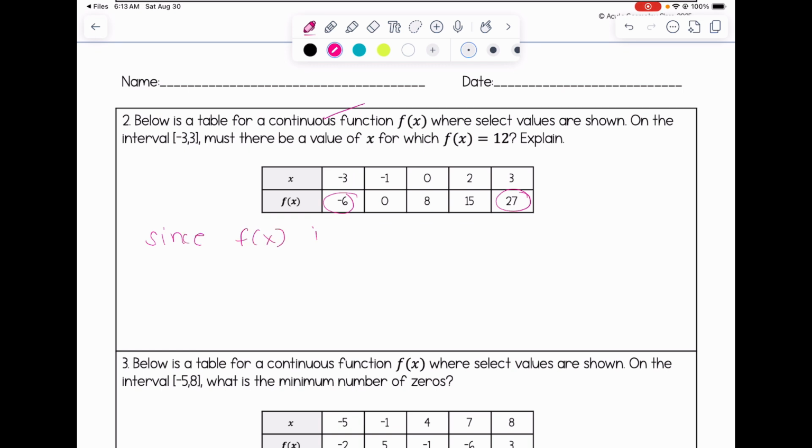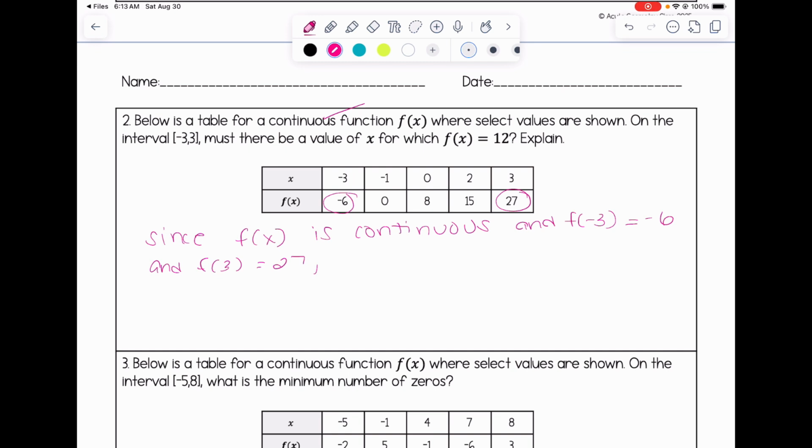So since f of x is continuous, and you could write it a couple ways. You could say what f of -3 is and f of 3 is, or you could just talk about them being different. Either one is okay here.